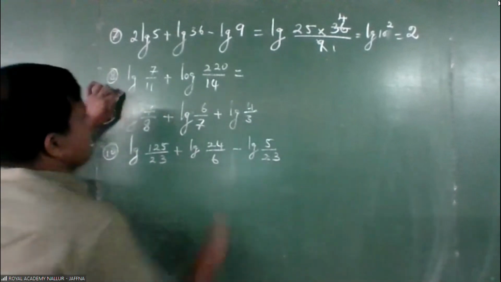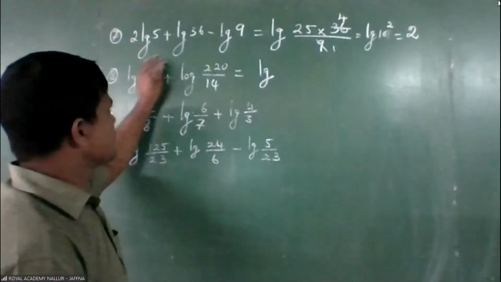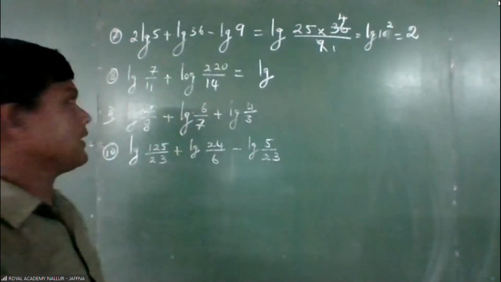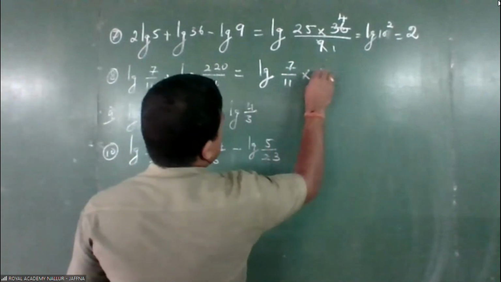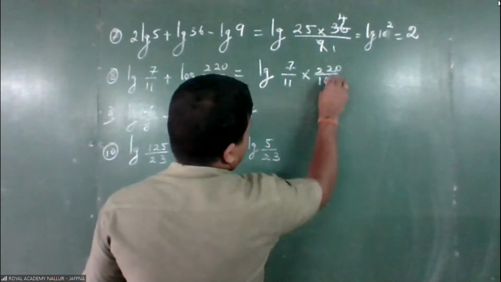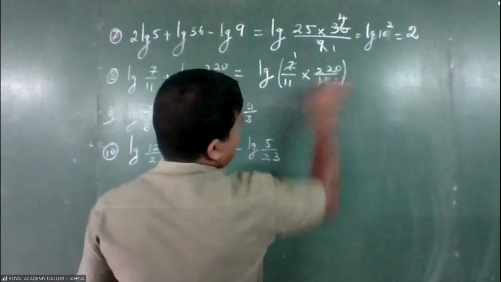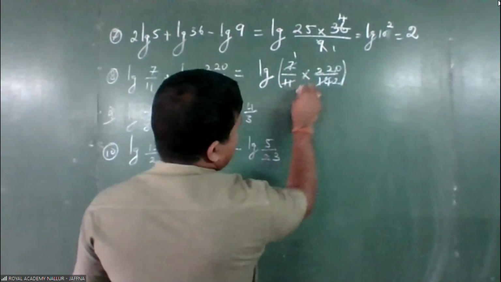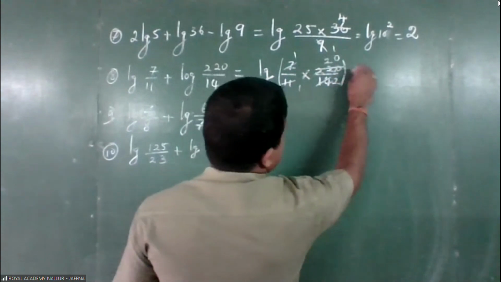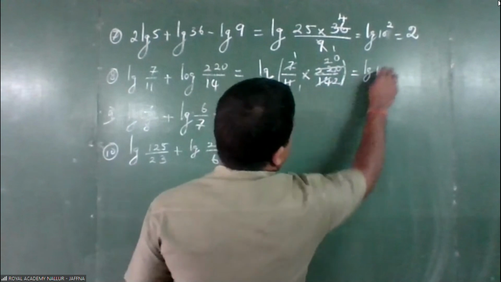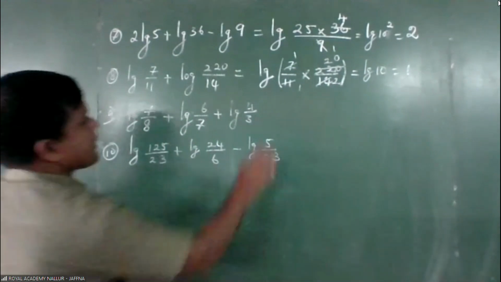Okay, let's take the logarithm of this fraction straight away. These two values added become the logarithm of 7 by 11 into 22 by 14. You can simplify it: 7 into 1, 7 into 2, 11 into 1, 11 into 2, 22, this 0. So 20 by 2 is 10. So log 10 is equal to 1. Next one is also the same.